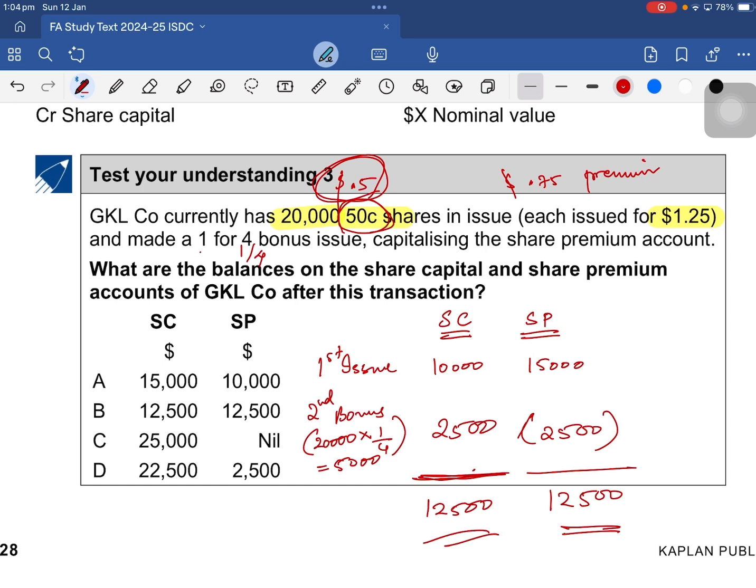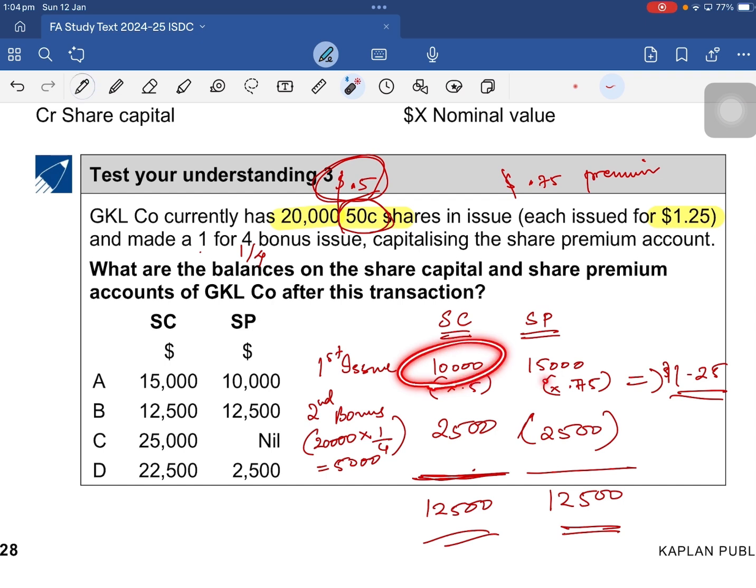Clear, Elvira? I'll explain it again. I'll take it from the top. So 20,000 shares were there, right? And the nominal value was 50 cents, that is $0.5, but they were issued for 1.25. Hence we get a premium of 0.75. So here we have taken into 0.5, and here into 0.75, so together we get 1.25. So the balance on the first issue is this much and this much.